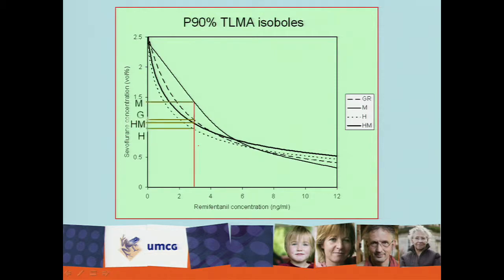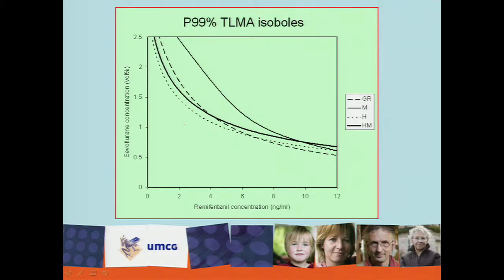90%. And here it makes a difference, clinically. For the remifentanil concentration of 3, what is the sevoflurane concentration that I will need? Well, that depends on the model you're using. If you use the Minto model, you have 1.4 volume percent. If you use the hierarchical model, you will have 0.9. Now, I think that 0.9 versus 1.4 starts to make a clinical difference. And that's only at the 90% level.